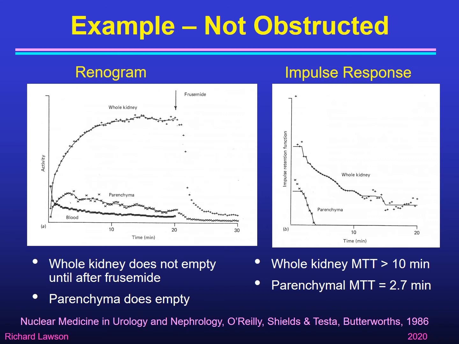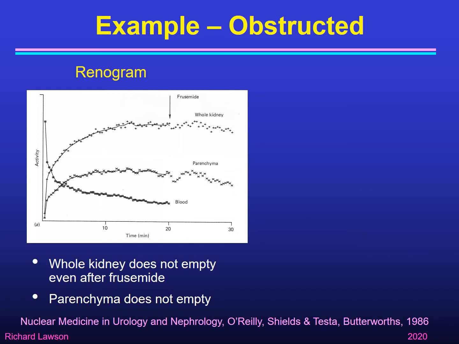So in fact there's three ways of looking at this data. You either look at the response to furosemide for the whole kidney curve, or you look at the impulse response function for the whole kidney and the parenchyma, or you can just look at the parenchymal curve for the renogram before furosemide. And in this case all of those indicate that this is not obstructed. Here's another example of a patient that is obstructed. We can see the whole kidney curve doesn't empty even after furosemide, so this is clearly an obstructed system.